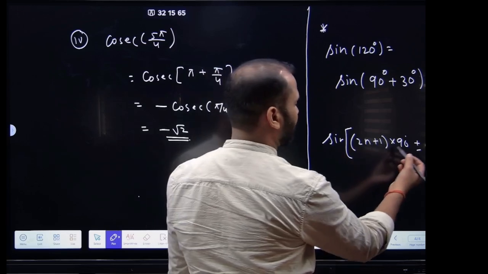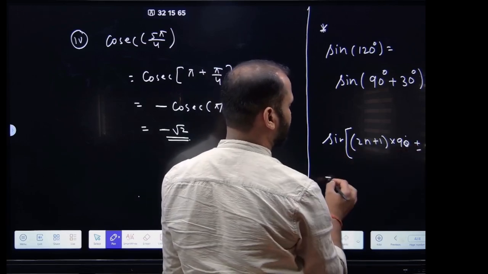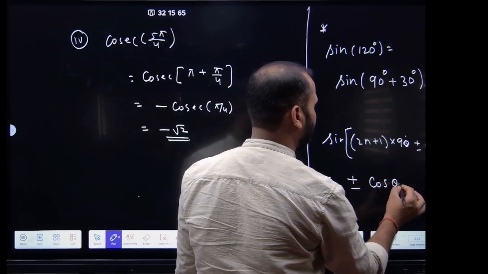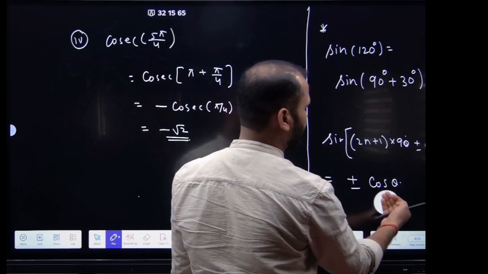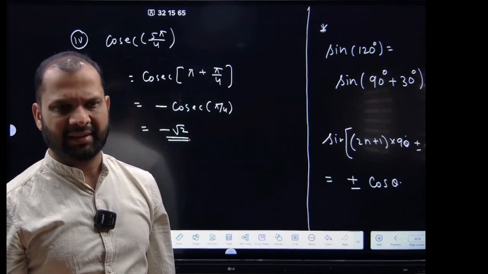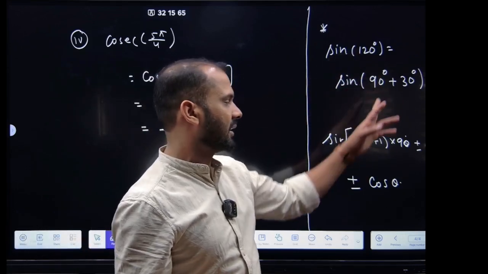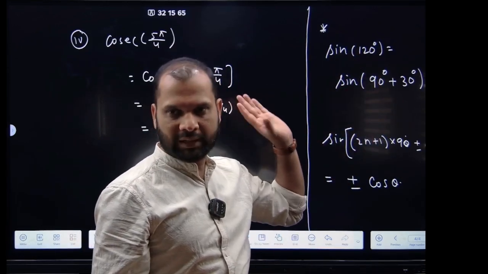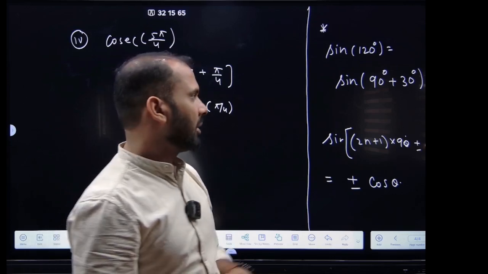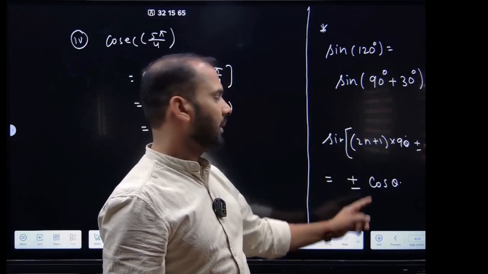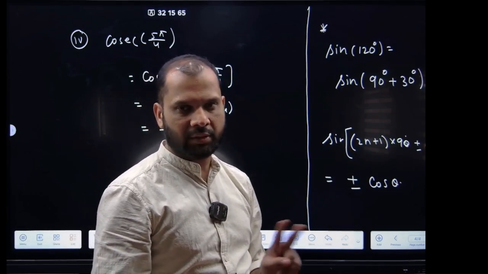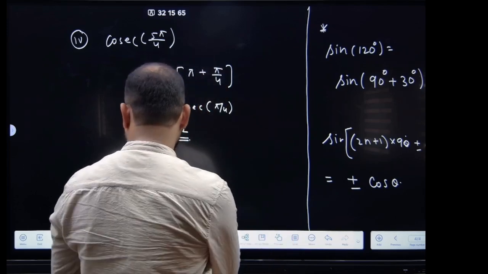Now, sin of 2n plus 1 into 90 degree plus minus theta. So what will be the answer? The answer will be plus minus cos theta. This is the difference: sin will convert into its co-function, that is cos, and cos will convert into sin. So there is a little bit of confusion if 90 is there. So better you try to convert into 180: sin will remain sin, cos will remain cos, tan will remain tan. But if it is 90 degree, then sin will be cos, cos will be sin, tan will be cot, cot will be tan. They are co-functions; it will change into co-functions.